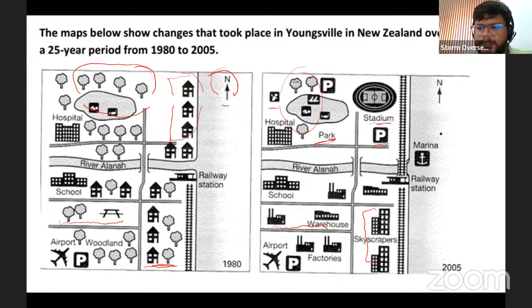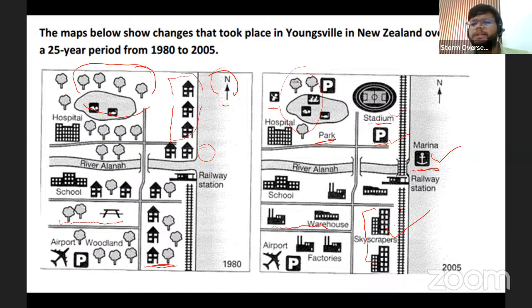Okay, in the present time, no, sorry, not in the present time. In 2005, Marina was developed, which is a new feature. So we should use such features for the overview, which are not here in the past. So we can mention this marina, this stadium, this parking, and these skyscrapers for writing our overview. So here also you can use the indicators.